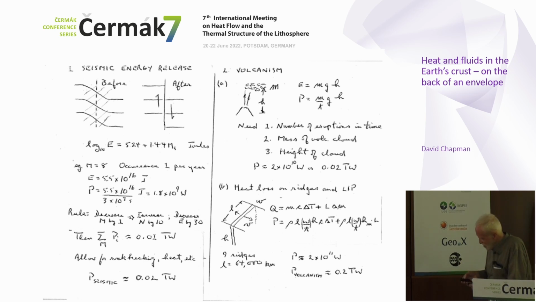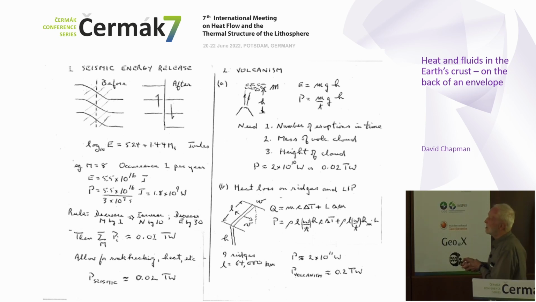So seismic energy is based on the elastic rebound theory. So you build up a strain in a region, then you release the strain in the earthquake, and the seismologists give us a relationship with the energy and the magnitude Ms of the earthquake. So if you put that in for a magnitude 8 earthquake, you generate 10 to the 16 joules. If we want to turn that into watts, you have to know how many magnitude 8s you have in a year, in 3 times 10 to the 7 seconds.